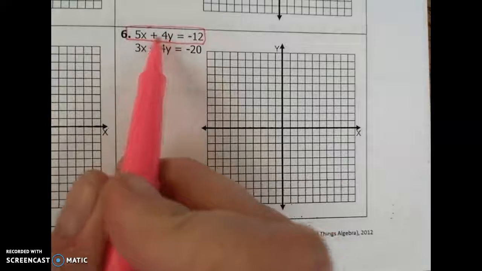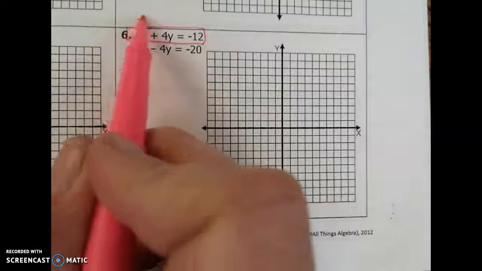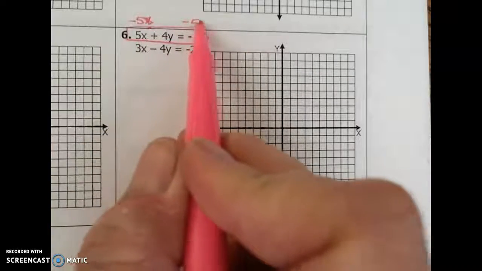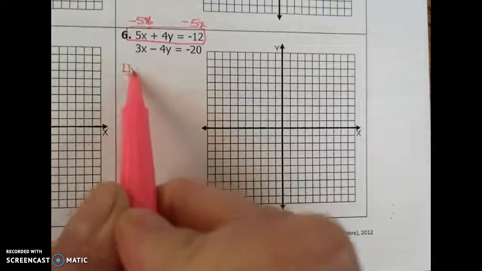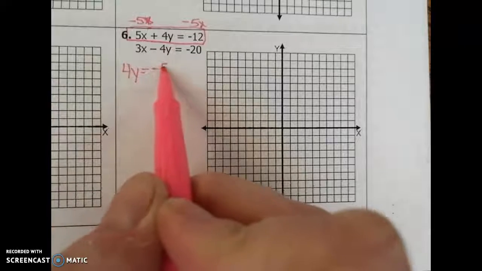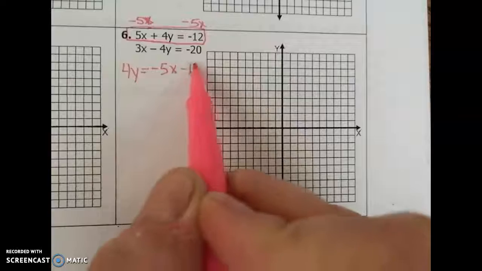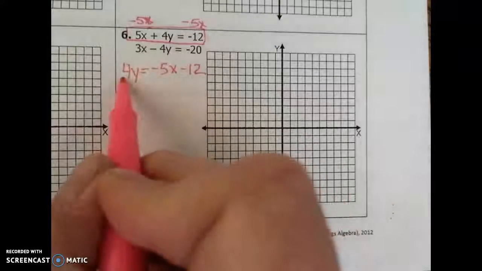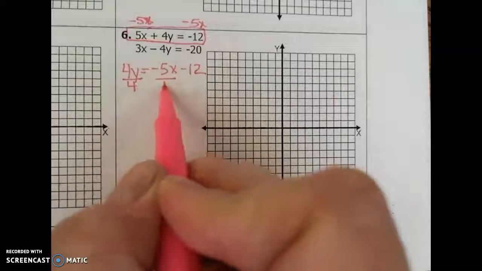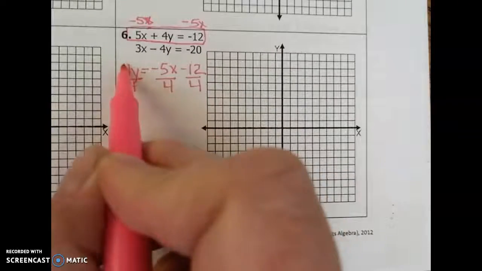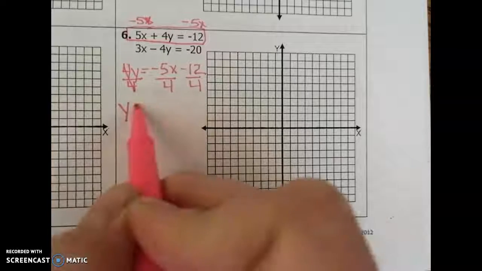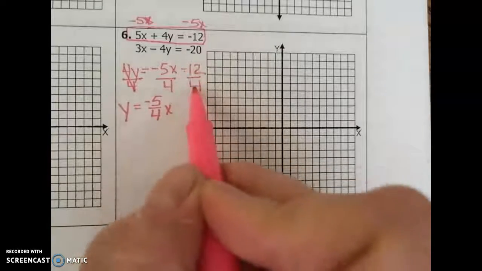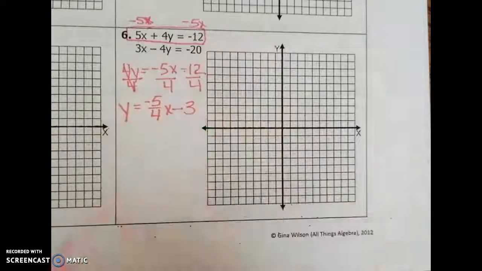Always, we're trying to get y alone, so we always add or subtract the x first. So it's positive to begin with, so we're going to subtract 5x from both sides. And I'll get 4y equals negative 5x minus 12. Now that I've done that, I want to get y all the way by itself, so I'm going to divide each thing by 4. These 4 cancel, and I'm left with y equals negative 5 over 4x. Negative 12 divided by 4 is a negative 3.